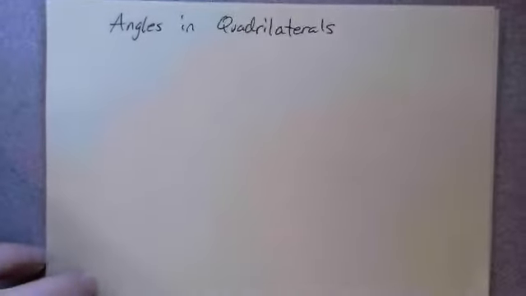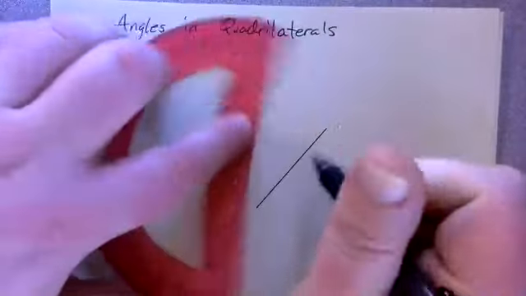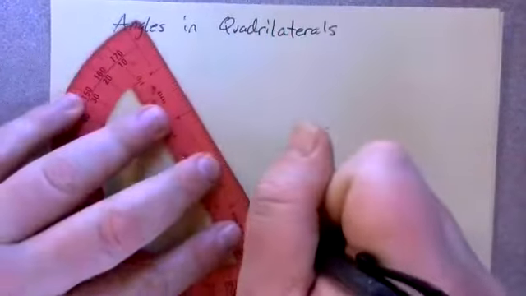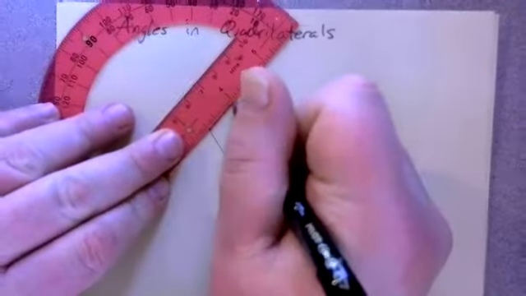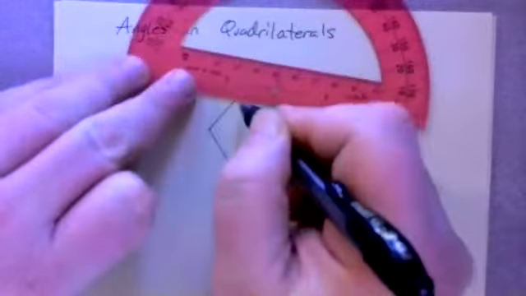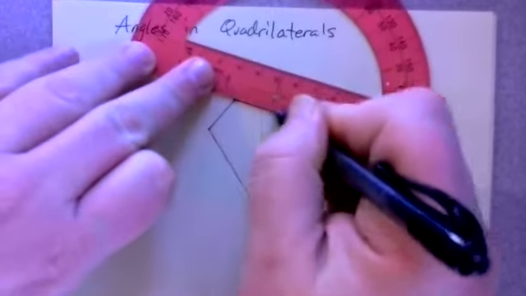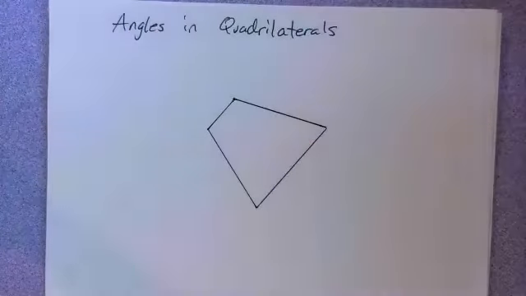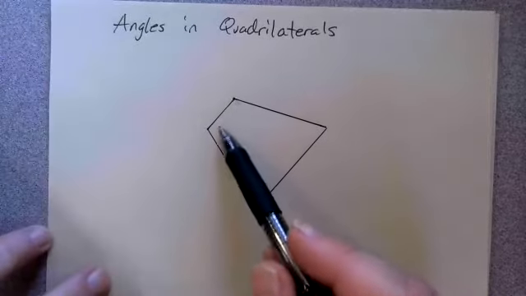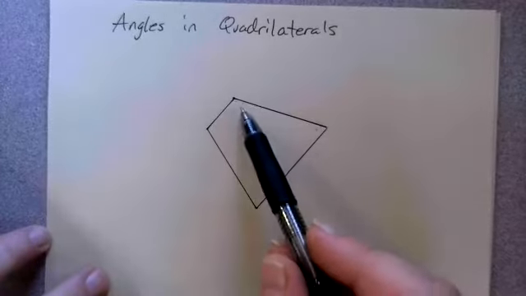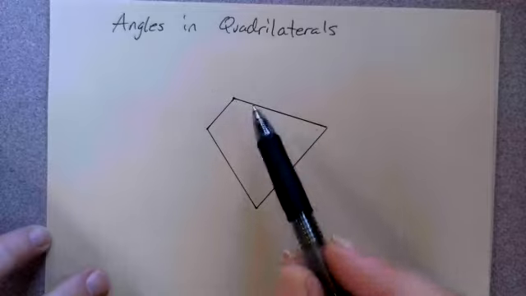So let's start by drawing a random quadrilateral. It doesn't matter anything about it. It could be any sort of quadrilateral. Doesn't have to be perfect. Just has to have four sides. Okay, made it up. There's four sides. Great. So what I want to do is figure out what's the total angle measure of this random quadrilateral.